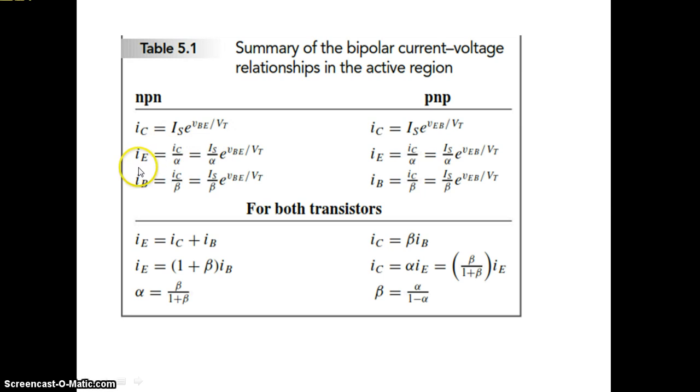And the emitter current IE equals IC by alpha, where alpha is the common base current gain, and IB equals IC by beta, where beta is the common emitter current gain. Also IE equals IC plus IB, IE equals 1 plus beta into IB, alpha equals beta by 1 plus beta, IC equals beta times IB, IC equals alpha times IE, and beta equals alpha by 1 minus alpha. These are the relationships which we have seen previously also.